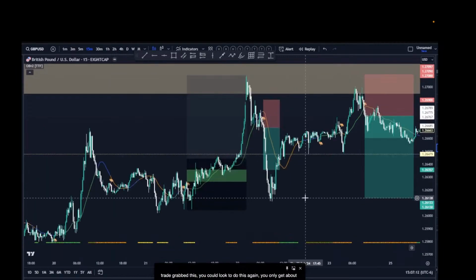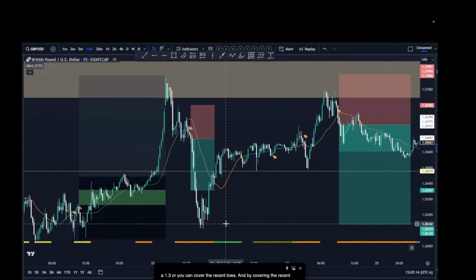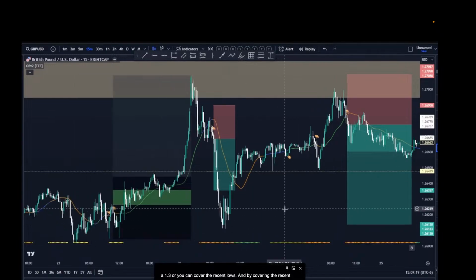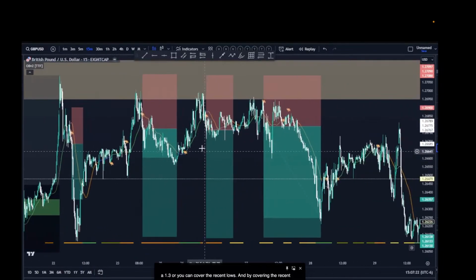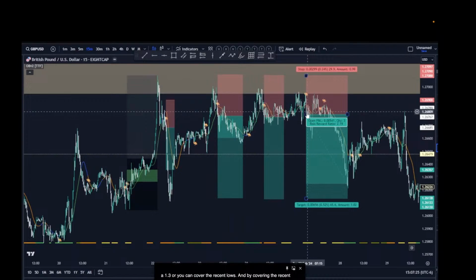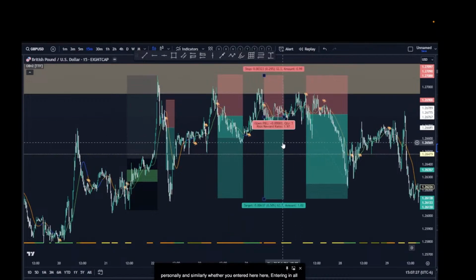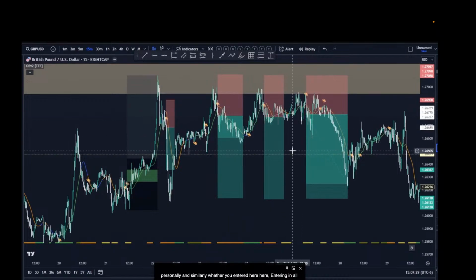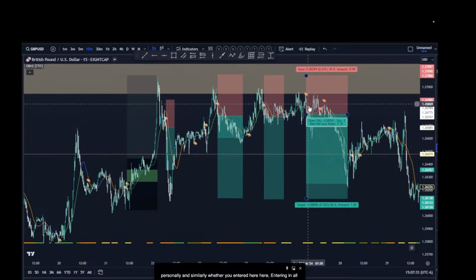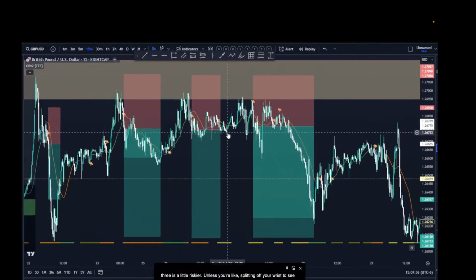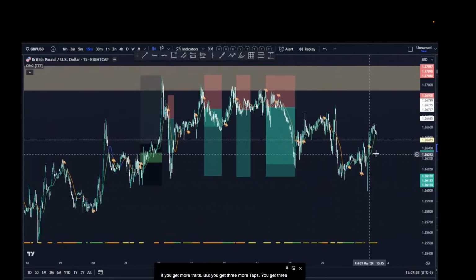And by covering the recent lows, I would simply look at the opens or the closes of candles. I would cover the bodies, and I would cover the wicks personally. And similarly, whether you entered here, here, or here, entering in all three is a little riskier unless you're splitting off your risk to see if you get more trades. But you get 3 more taps, you get 3 more signals, and you win all these, which is really nice.